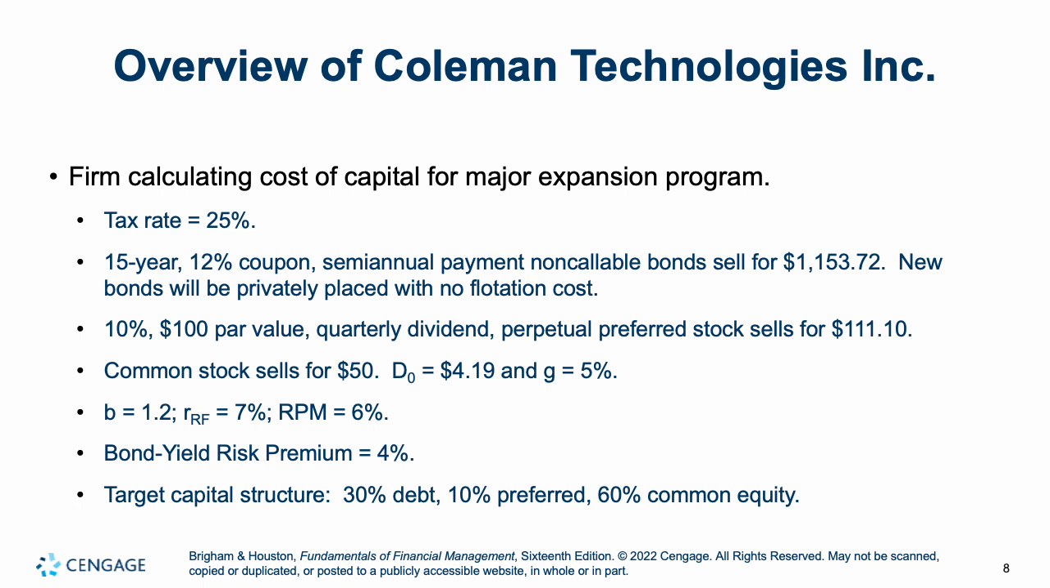Bond yield risk premium 4%, and here's what we mean by a target capital structure. 30% debt, 10% preferred, 60% common. So that's how they want to break down their capital structure. That's what they're currently targeting.